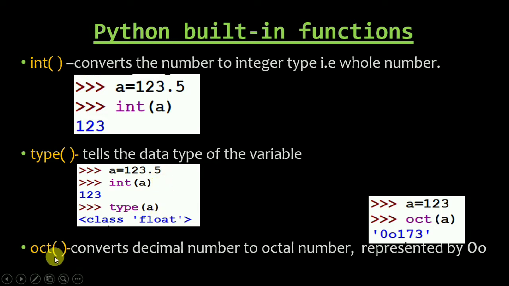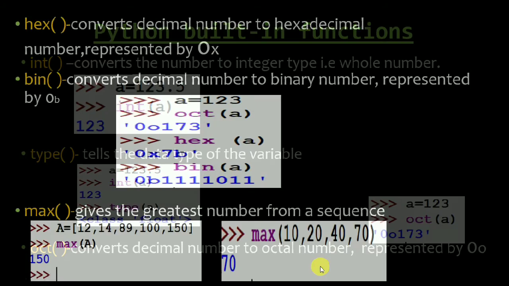Third is oct. Oct stands for octal. It converts the decimal number to the octal number, and after converting, the number is represented by 0o. O stands for octal. Here a variable a has a value 123, and if we say oct(a), it will give the value 0o173. So this is the conversion of decimal number to octal number.